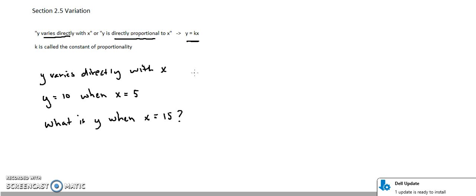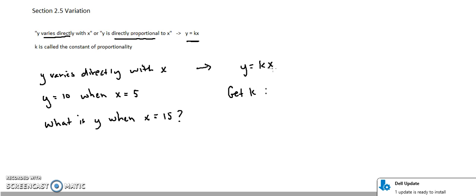The first one is you've got to set up the equation. So we know that y varies directly with x. That's the exact wording that we had above. So we can set up our equation y equals kx. All right, now in order to answer any questions about this, we have to know what k is. So the second step is always going to be to get k.